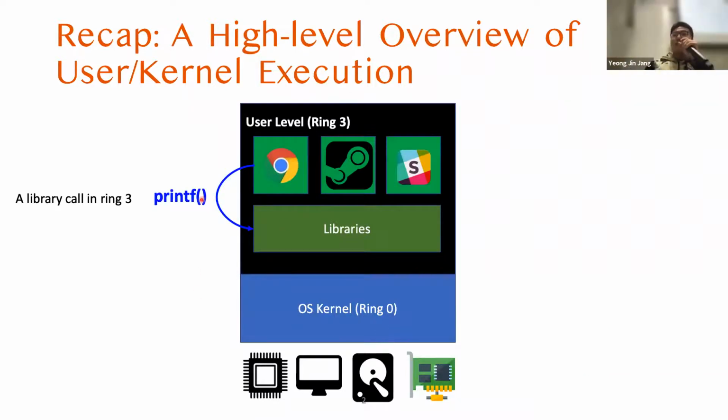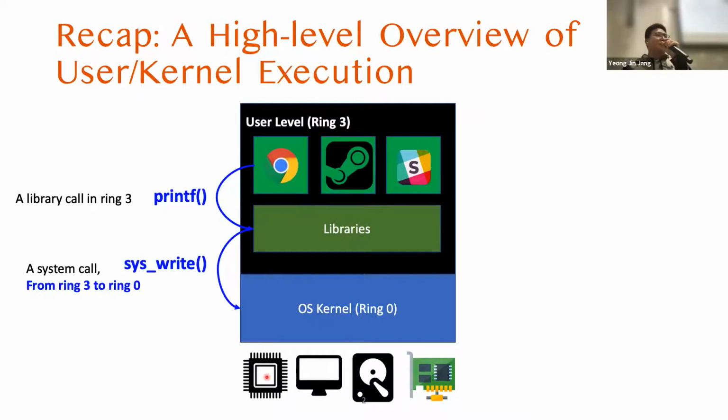But internally, printf needs to access the console hardware to print out characters. That's not possible in ring 3 because the operating system blocks any direct access to the hardware. That's for security purposes, and we will learn more detail about that later. So internally, it will make a function call called syswrite, but it's not a regular function call. It requires a transition from ring 3 to ring 0. Then the operating system will catch that and handle the request.